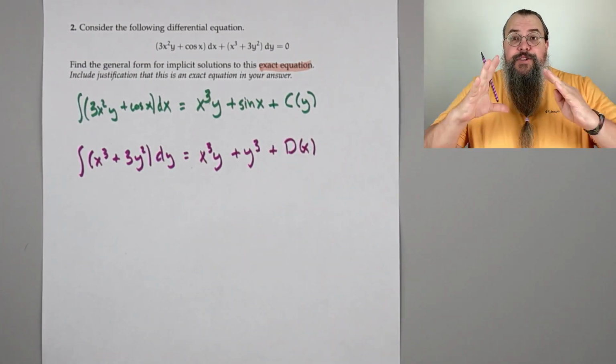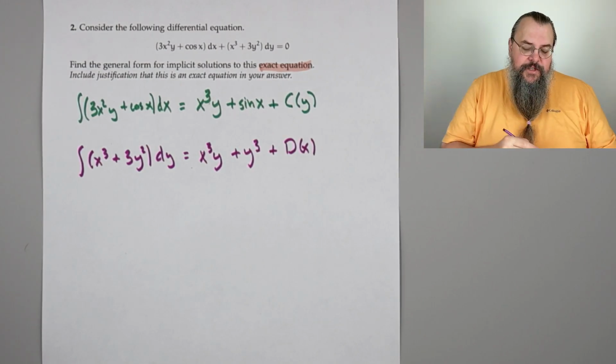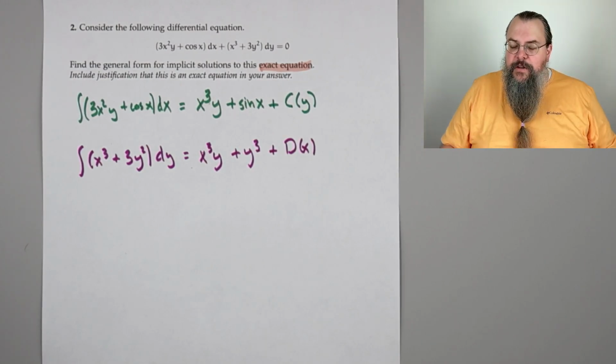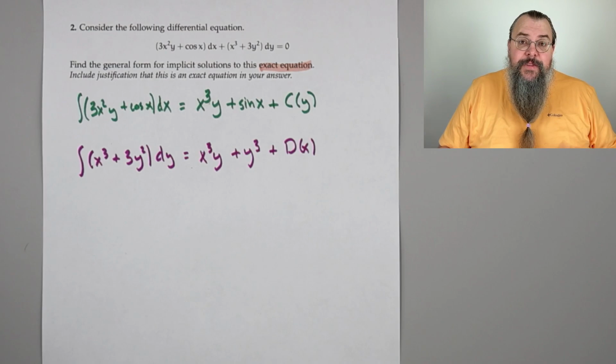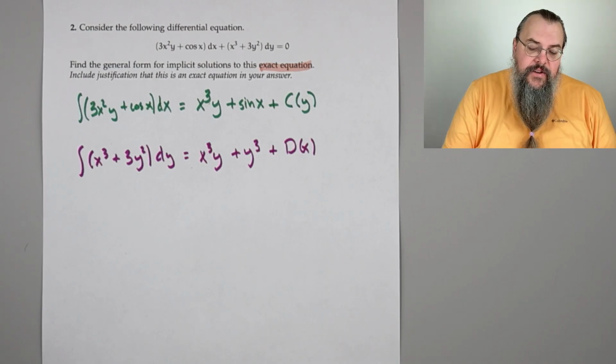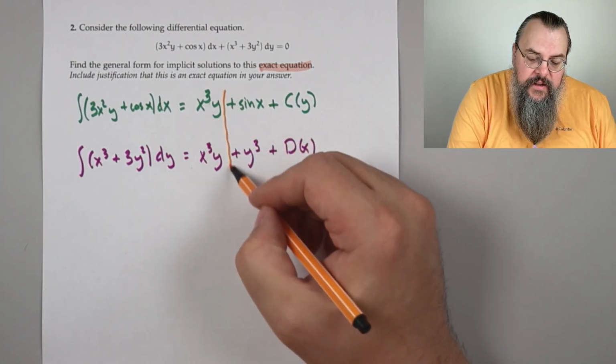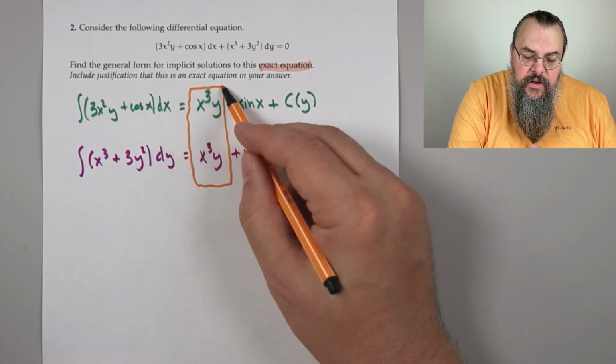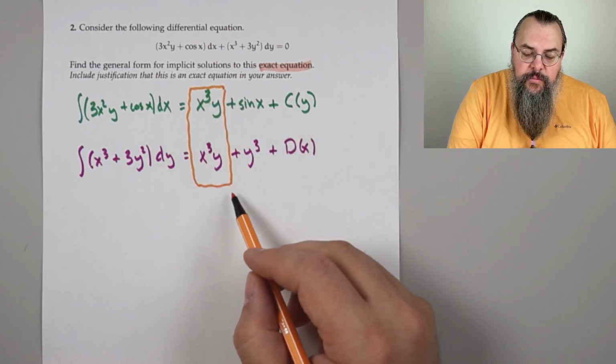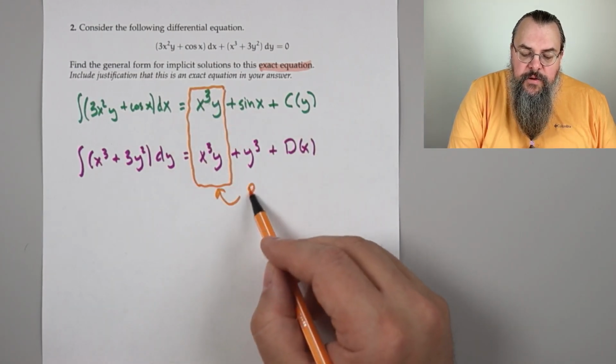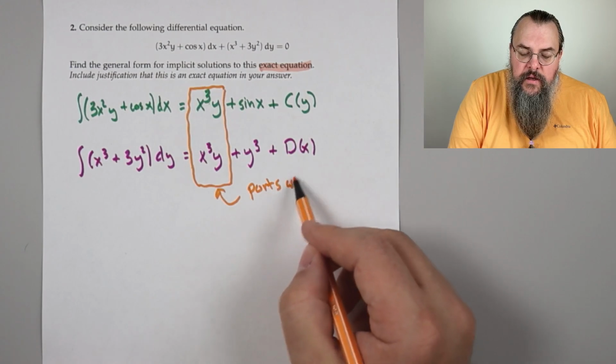All right, so again, we're seeing two snapshots of a function. And we have to say, all right, can we put them together? Now this is where you can test for exact. And the test for exact at this stage, if you're doing it here, is you compare. The parts with both x and y match up.